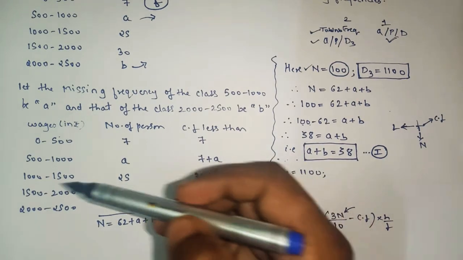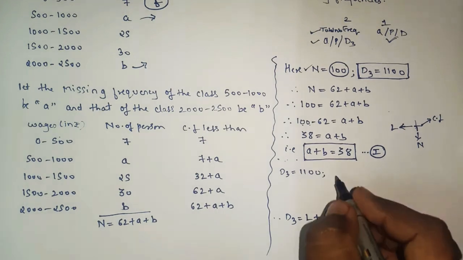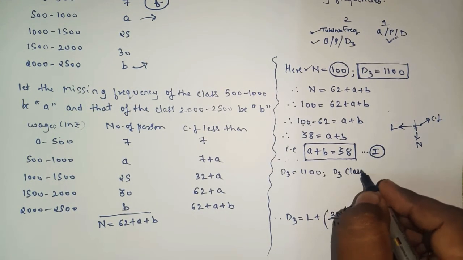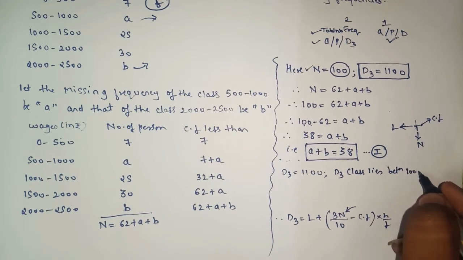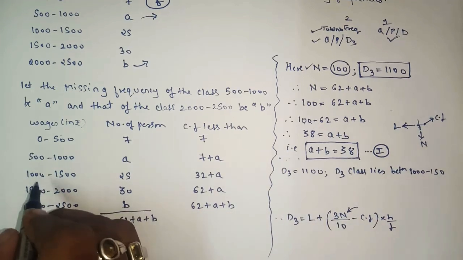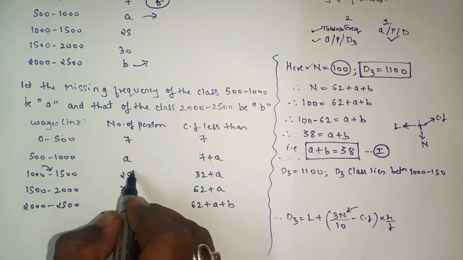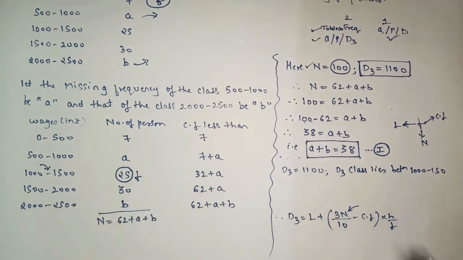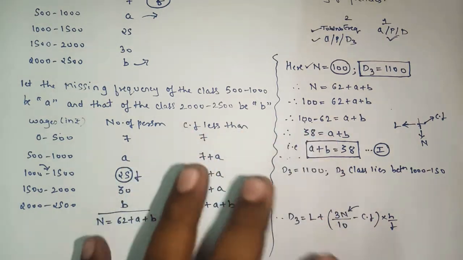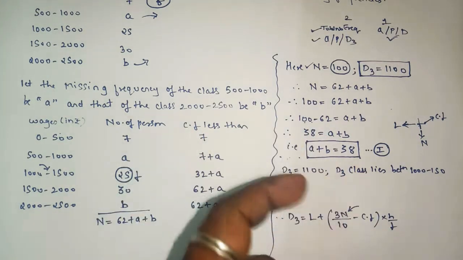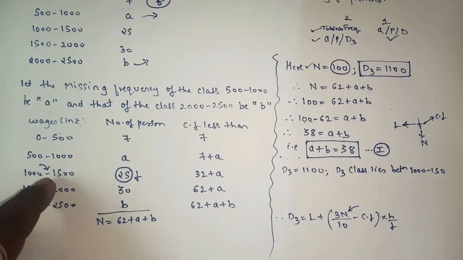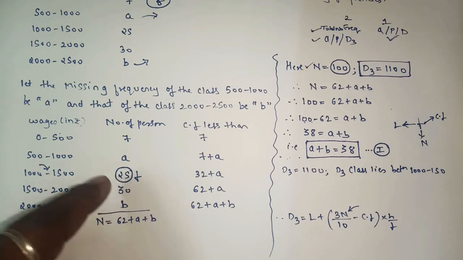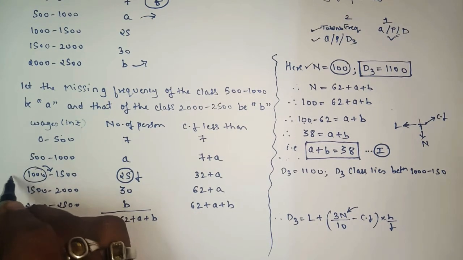So 1100 lies between 1000 to 1500. So here we can write as what? D3 class lies between 1000 to 1500. So of course if it lies between 1000 to 1500, this will be what? F. As per the rule I had explained, the final answer always should lie in that class. As already we have the value of D3, from that trick technique, 1100 lies between these two classes. So of course this has to be the frequency for the decile. This should be what? L.